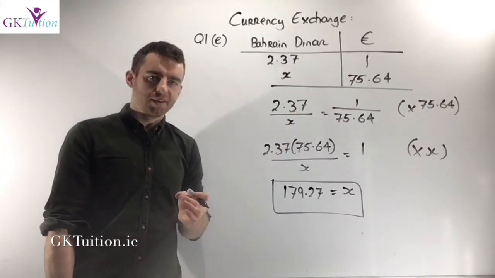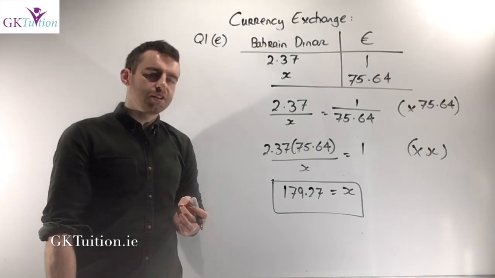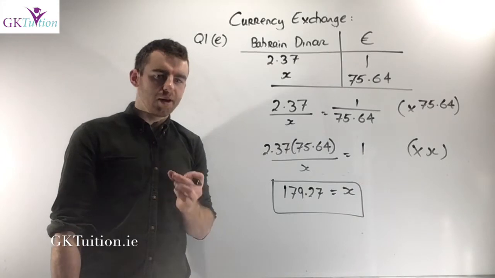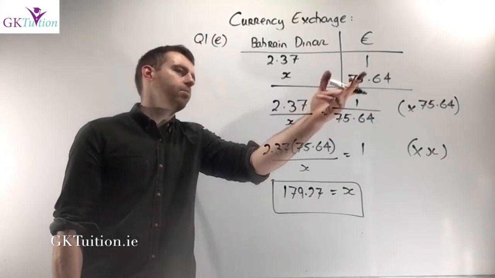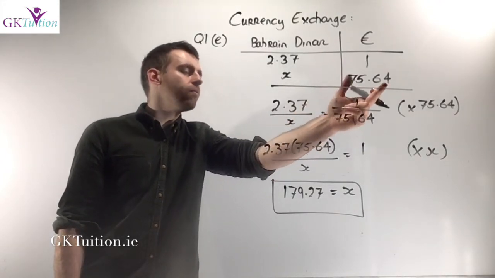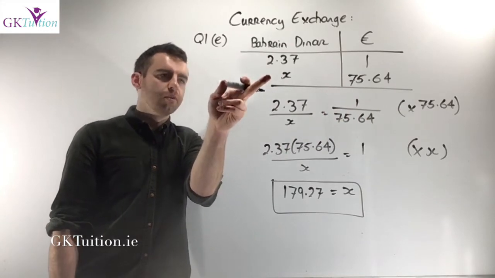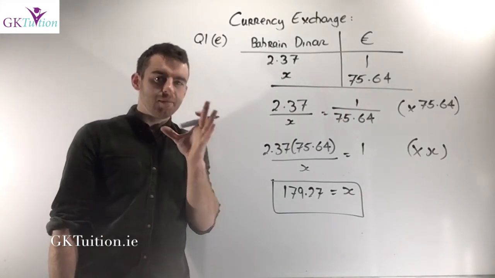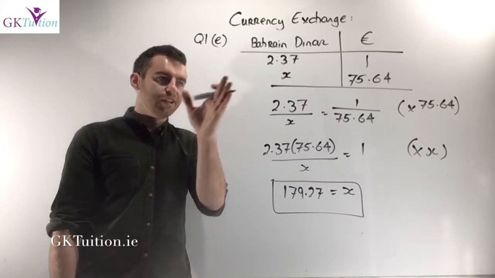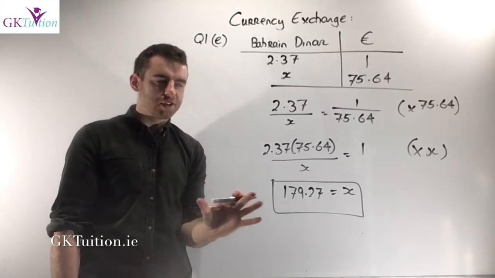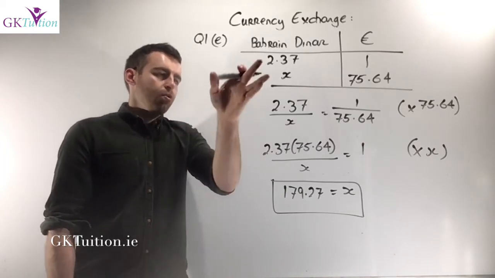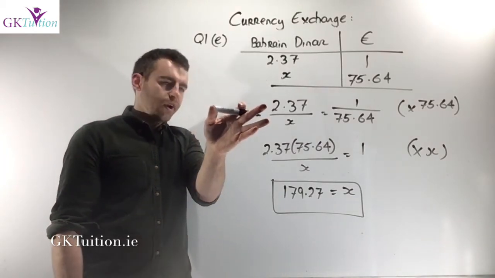Okay, the last one I asked you to do here was to convert €75.64 into Bahrain dinar. Now, according to the exchange rate, €1 is equivalent to 2.37 Bahrain dinar. So if I plug in 75.64 in my euros, the only unknown is my x here. And once I've set that up, notice there that we've done literally the exact same setup in every single question. Anything to do with exchange rates, I think this is your man. Once we have this, you can just write them as fractions.